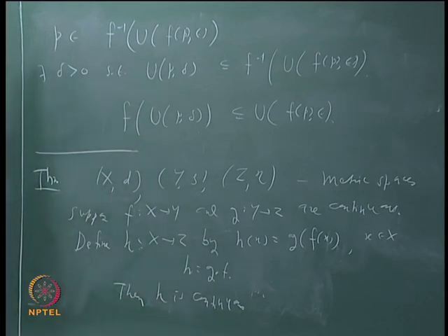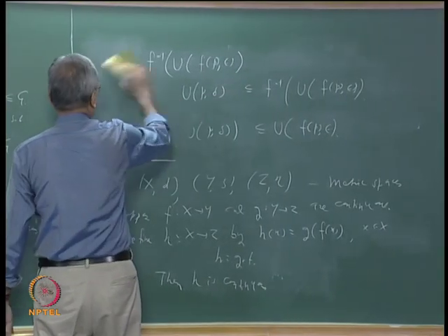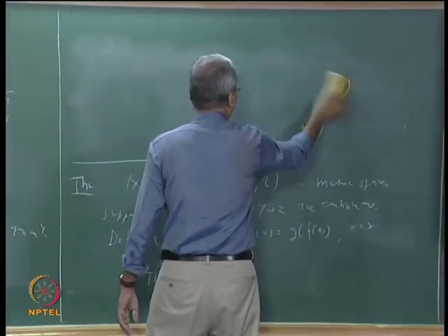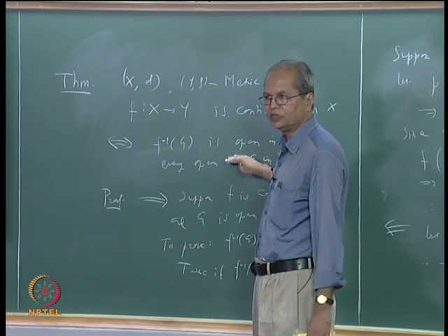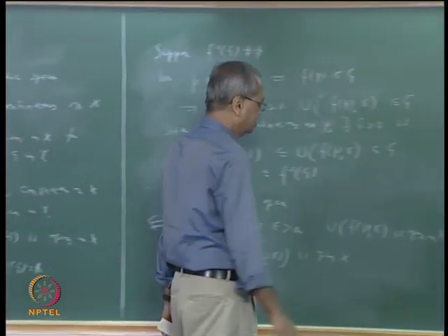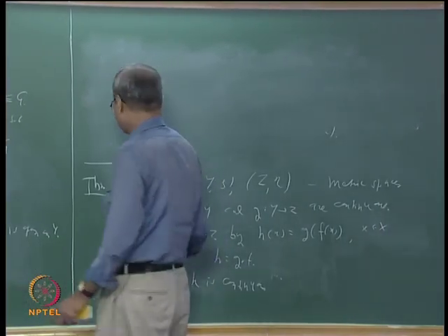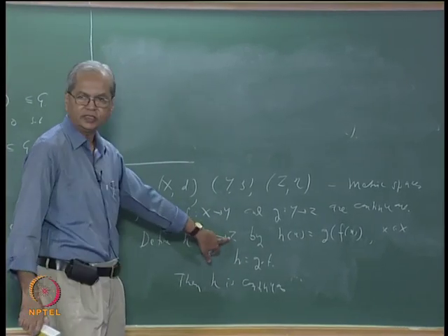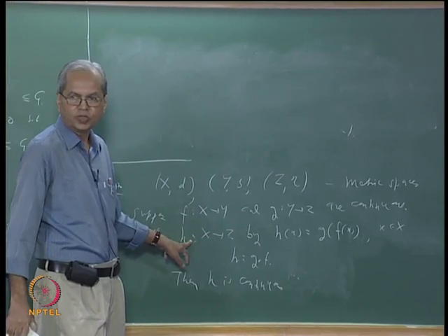In short, what we want to say is that the composition of two continuous functions is again a continuous function. And instead of writing the proof in its detail, I will just give you an idea and then we shall stop with that. The idea is simply this, we shall use this criterion to show that the function is continuous. We want to say that h is continuous, so h goes from x to z. So it is sufficient to show that if I take some open set in Z, then its inverse image in X is open in X.